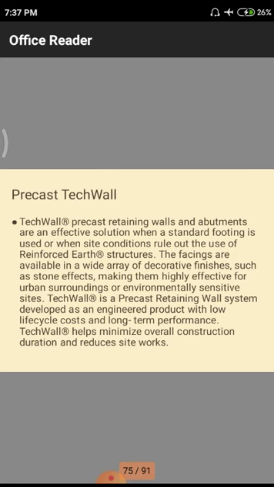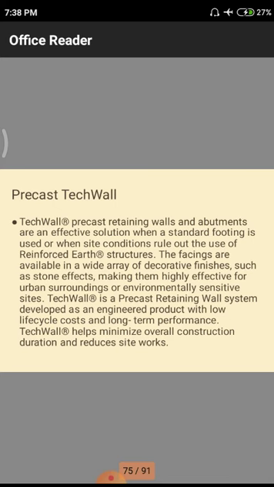Precast retaining walls and abutments are an effective solution when a standard footing is used or when site conditions rule out the use of reinforced earth structures. Whenever we have a good quantity of abutments or footings, definitely for those structures this kind of philosophy is very useful. Why? Because those are precasted itself. That means the total structures are precasted.